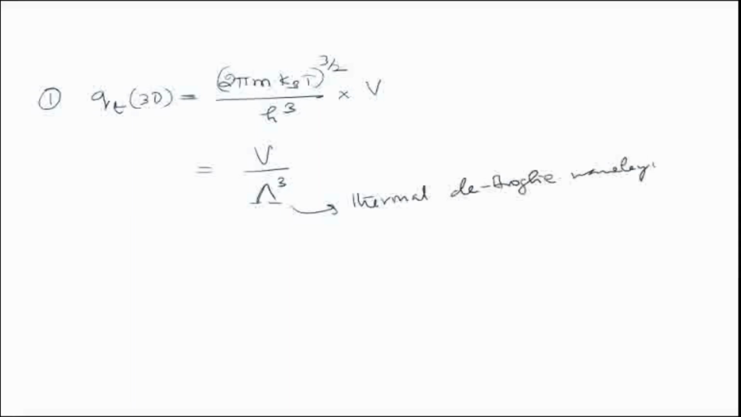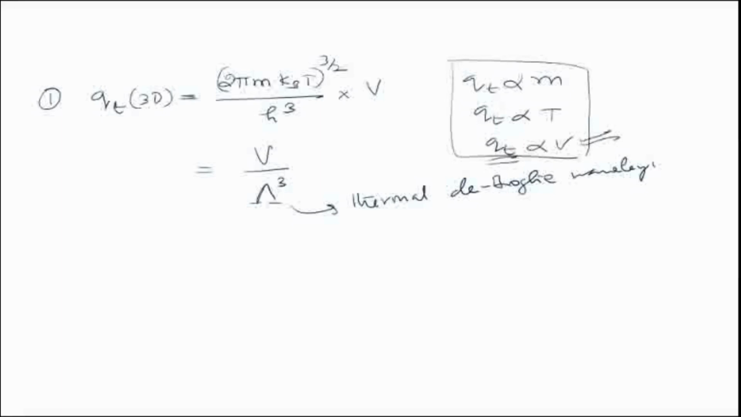Now listen, what does this formula indicate? Translational partition function is directly proportional to mass, to temperature, and to volume. If we increase the volume of the vessel, translational partition function increases according to the formula. What does it indicate? It indicates that the translational energy levels will shift if we increase the volume of the gas. They actually come closer.